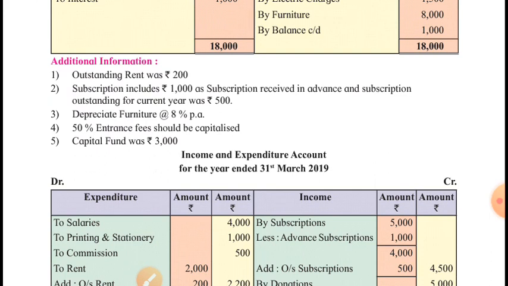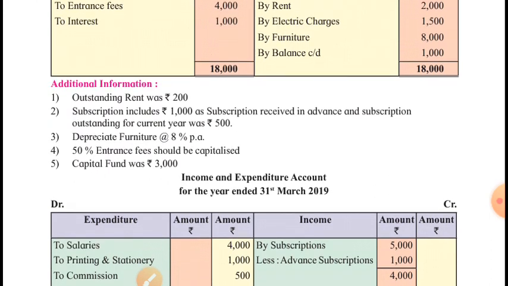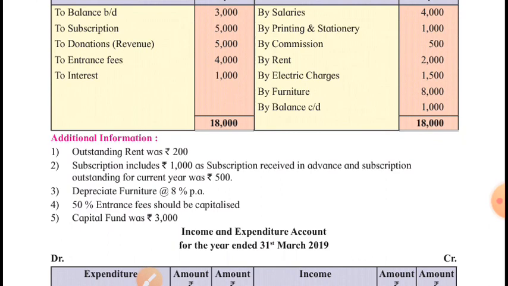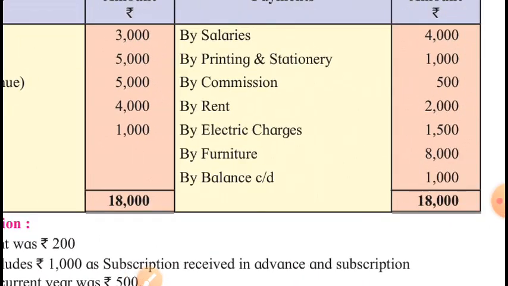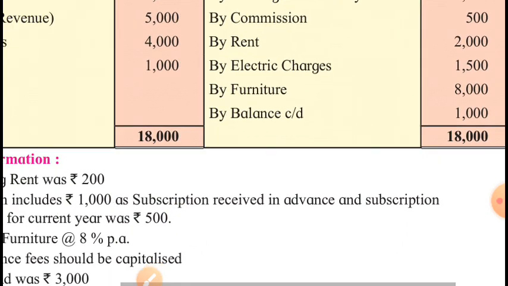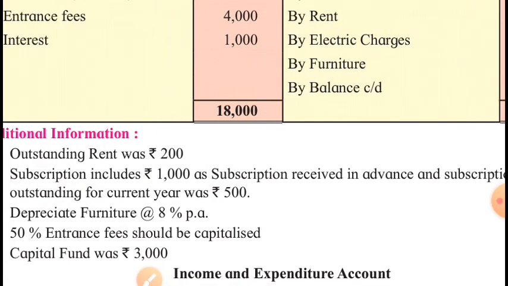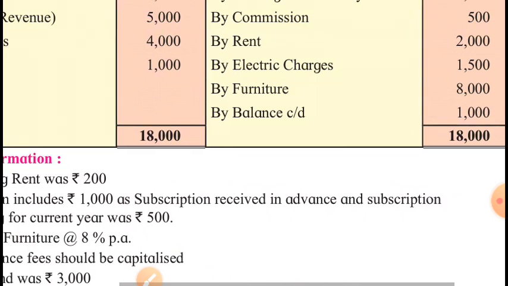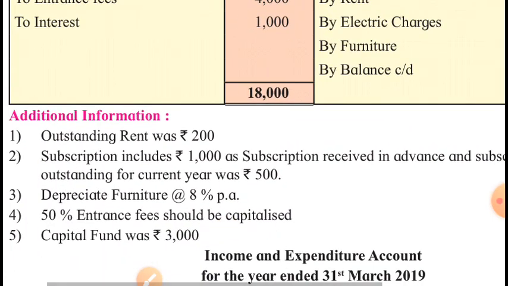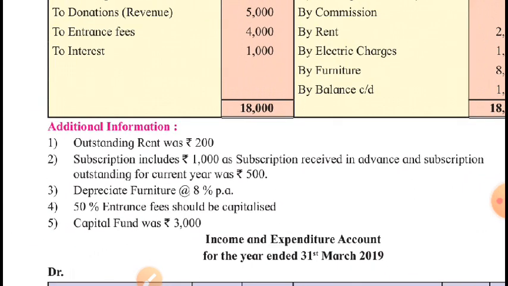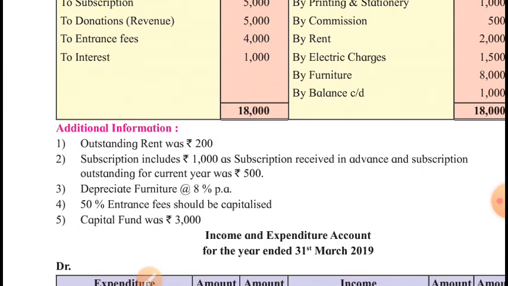Additional information: outstanding rent was 2000. So we will have to tick mark rent. For what? Rent paid 2000 and to be paid is 200. So total rent for the year is now 2200. So we will have to add outstanding rent to the rent. So tick mark it. It will be shown in the inner column. And outstanding rent will be shown on the liability side.